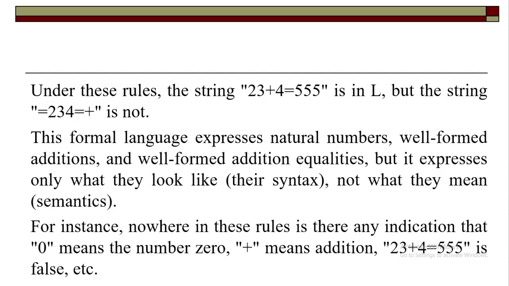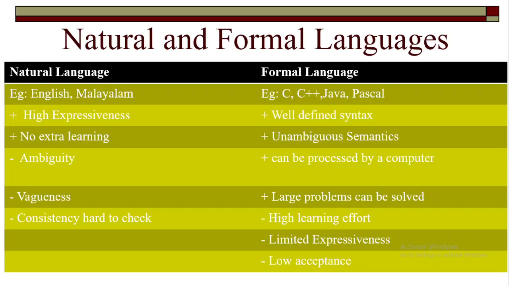If we have to consider this as natural numbers, then we have to indicate that 0 means the number 0, 1 means the number 1, and so on, and also that plus means addition and equal to means equality. But in a formal language, only the rules given to form the language must be applied to form a string. Okay, then these are the differences between natural and formal languages.